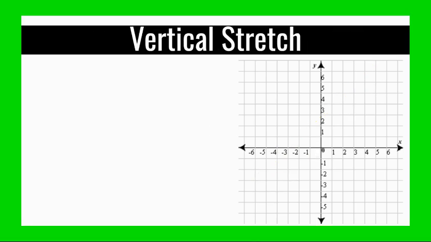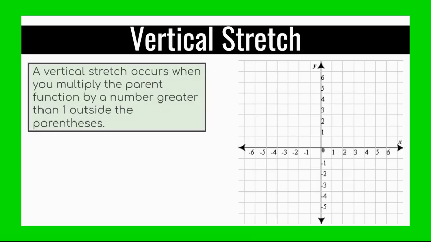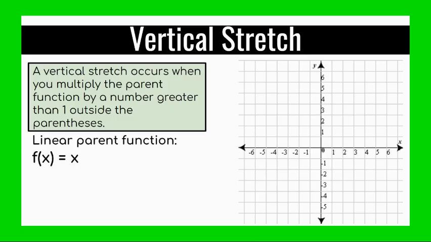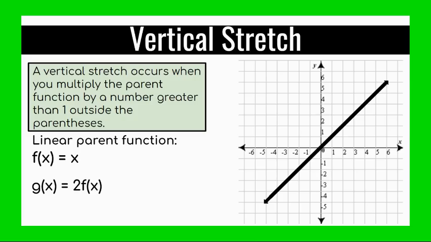The next thing I want to talk about is a vertical stretch. The best way to think about a stretch is you're pulling the graph so that it gets steeper and longer. A vertical stretch occurs when you multiply the parent function by a number greater than 1 outside of the parentheses. Remember our linear parent function is f of x is equal to x. So here's our parent function, same one we had last time. This time I have g of x is equal to 2 times f of x. Well, we just said f of x is equal to x, so I can literally take x and plug it in for f of x.